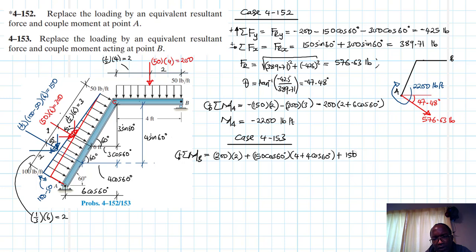and then we have 150 sine 60 by 4 sine 60, plus we have 300 cos 60 by 4 plus 3 cos 60. Then we have 300 sine 60 by 3 sine 60.